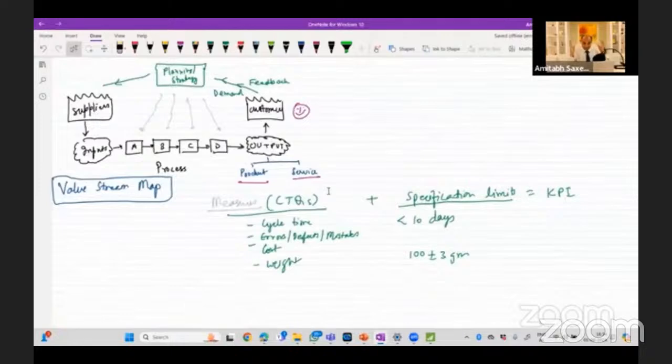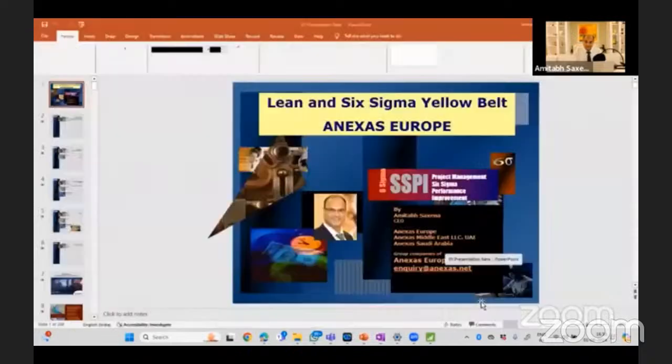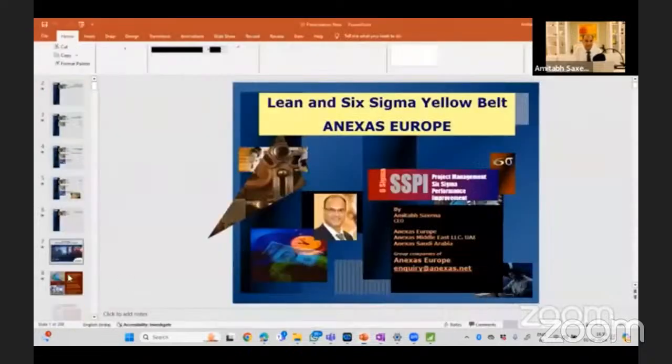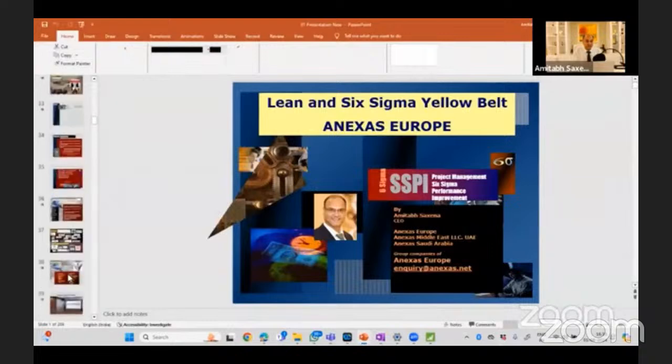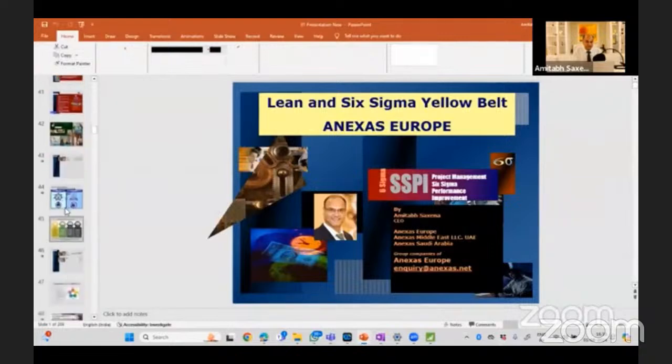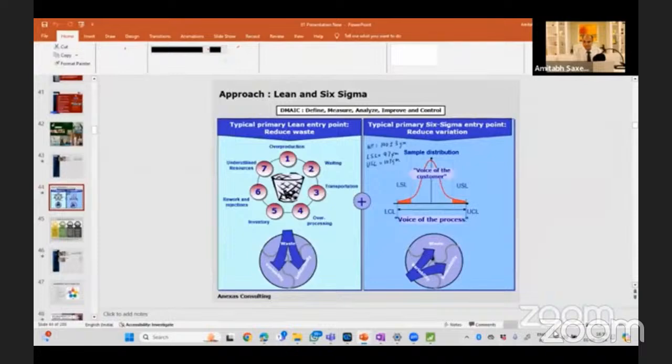Now we have understood the systems thinking. We have developed the systems mindset. Now it is time to improve. Now, how can I improve? There are two ways to improve. One is by identifying the non-value-added activities in the process, and another way is to reduce the variation in the process. So if I am following the first one, which is reducing the non-value-added activities in the process, I say that I am using the lean approach.